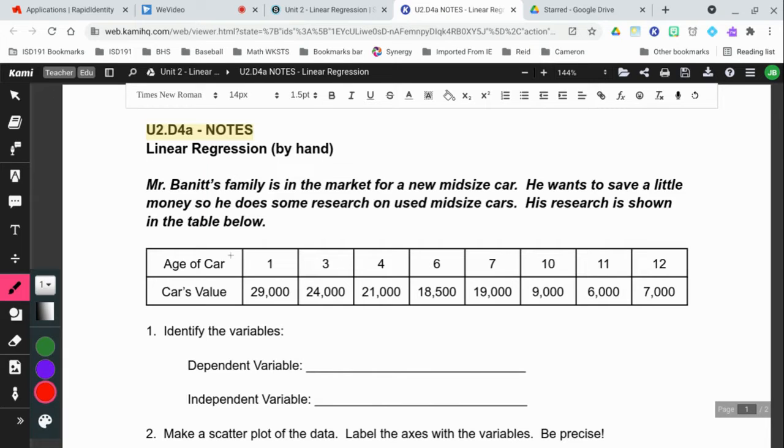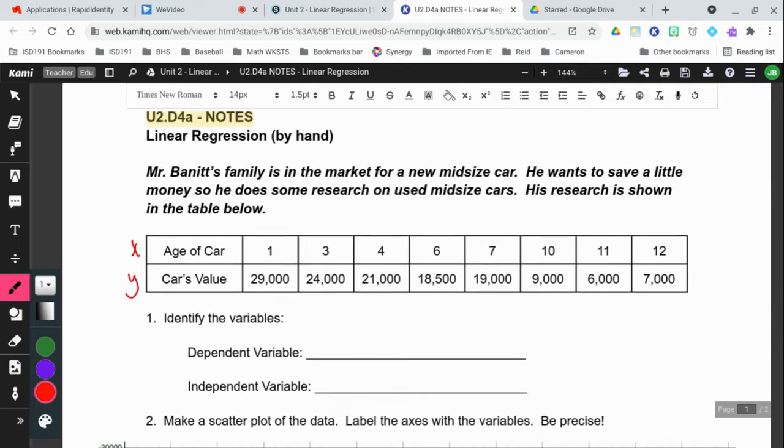So here's what I found. We have the age of the car is the first variable, so that's like our X variable. I'll just go ahead and label that. Anytime we're dealing with a table of values, it's like input output. X is first, Y is second. So we have different ages of cars. I found through my research that there was a 1-year-old used car, so in other words, a 2020, that was $29,000 in terms of its value. A 3-year-old car was $24,000. A 4-year-old car was $21,000, and so on. You can see the other numbers there.